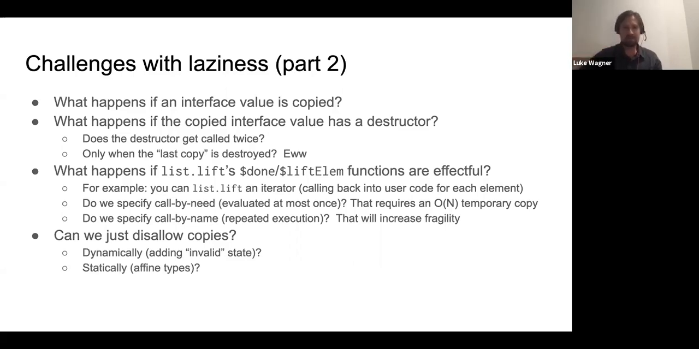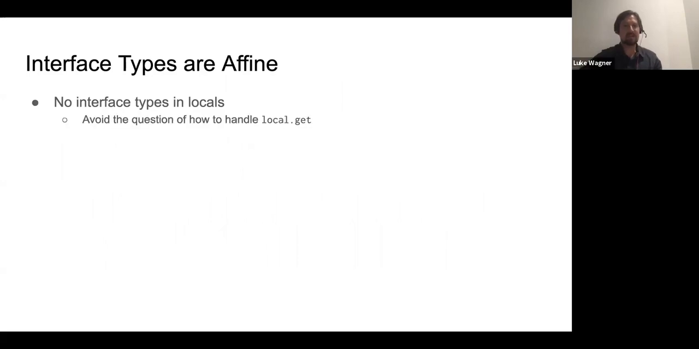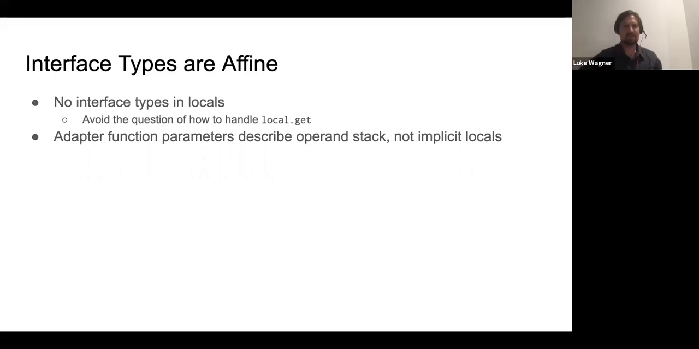But because of our constrained situation, I think we can get away with doing it statically, just with defined type rules. So we say interface types are fine. And to do that, the rules are you can't put interface types in locals. They can only be on the operand stack. This avoids the question of how to handle local.get. And adapter function parameters, normally function parameters, are implicitly locals. Well, we say, no, actually, they're just describing what's initially on the operand stack. So we'll just change the rules here.